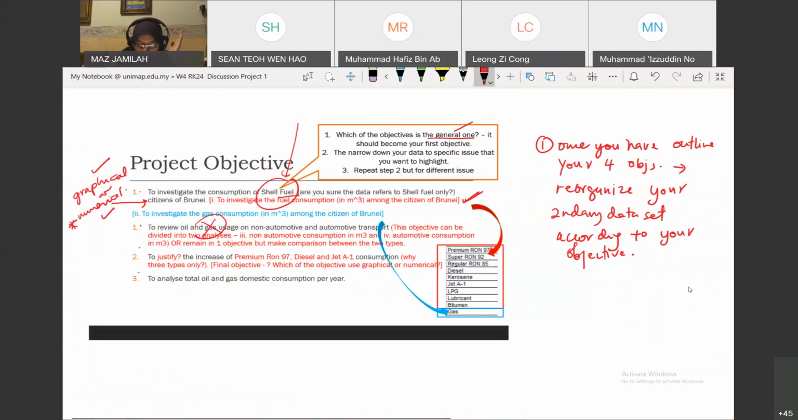Once you have got your general objective, then go specific into one by one of your specific objectives from the broader perspective of your data set. I think that's how you can do it, because from the broader perspective, you narrow down in terms of specific analysis that you need to highlight for your project.